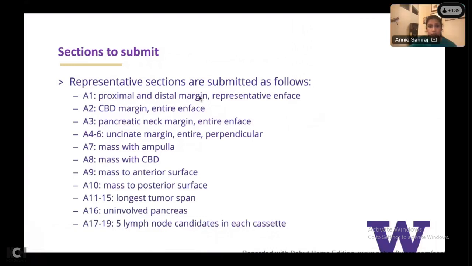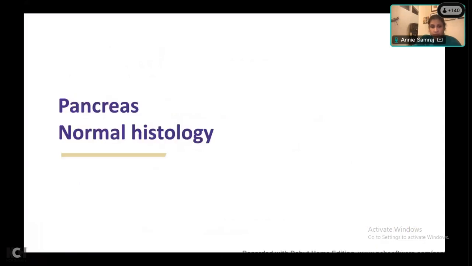So we discussed all of these. The sections that we need to submit would be the proximal and distal margins, the bile duct margin, pancreatic neck, the uncinate, and relationship of the mass to the ampulla, CBD, the anterior-posterior surfaces, and the entire tumor span or alternate tumor slices, uninvolved pancreas, and the lymph nodes, peripancreatic and perigastric, or if there is perisplenic as well.